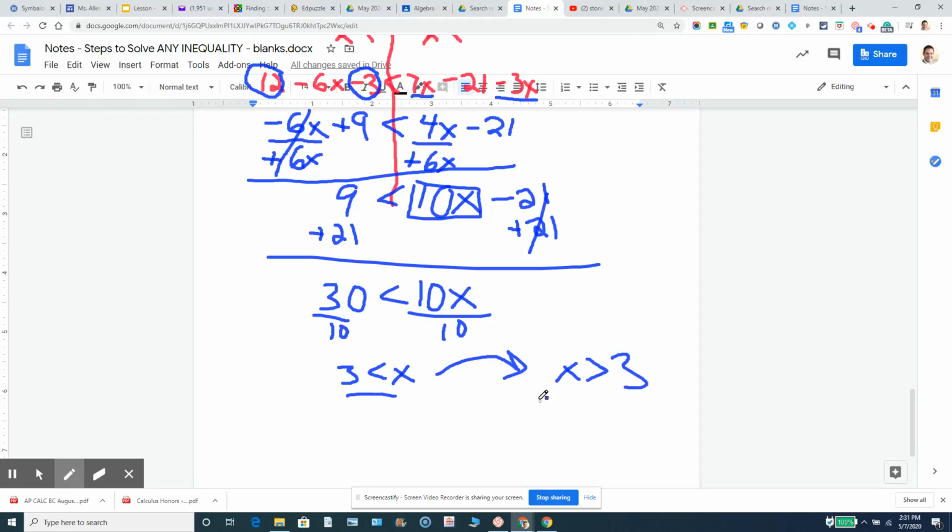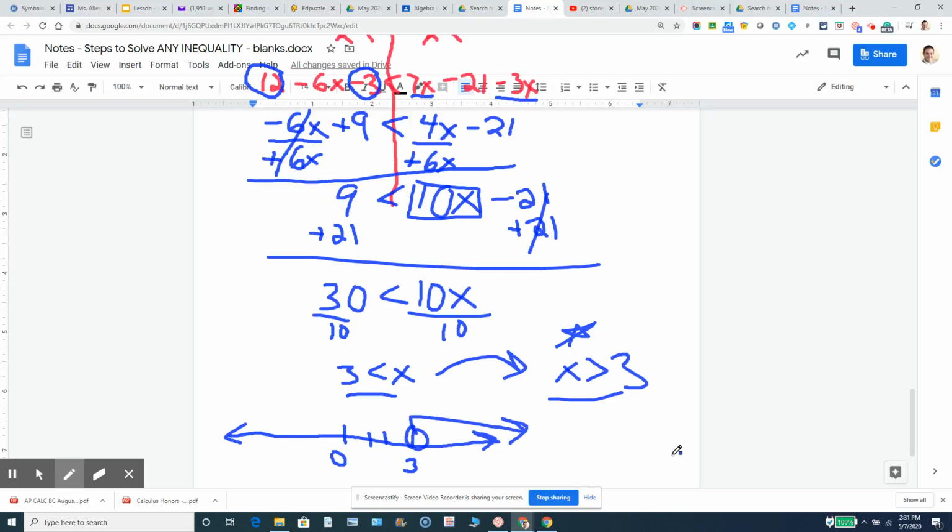Okay, these two mean the exact same thing. This one's just easier for students to graph. So I will actually put 0 in the middle of my number line again because 3 is pretty close to 0. But it's x is greater than 3, so all values greater than 3 are an answer to this inequality. So I'm going to shade to the right.